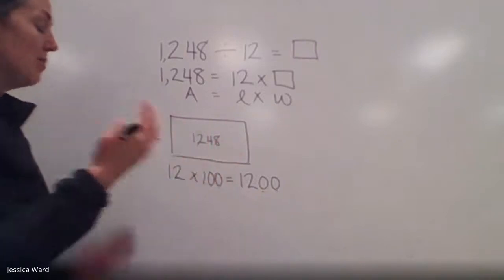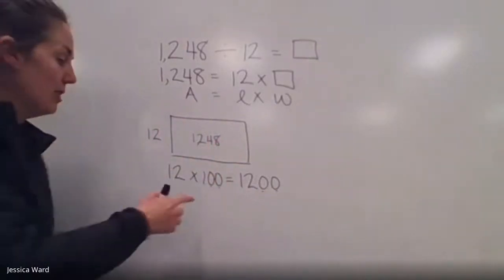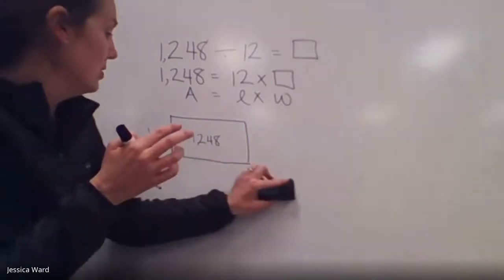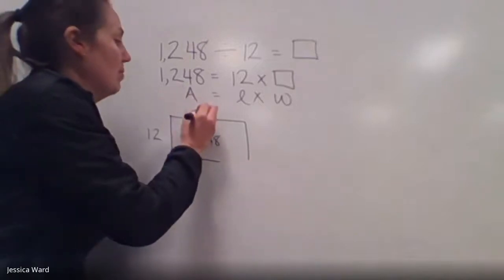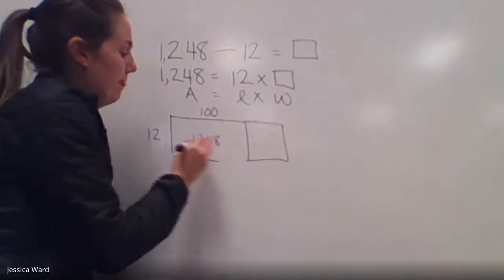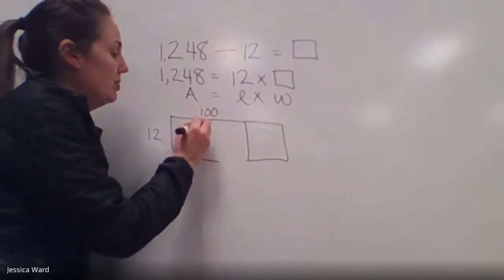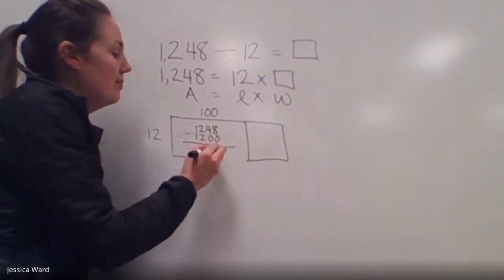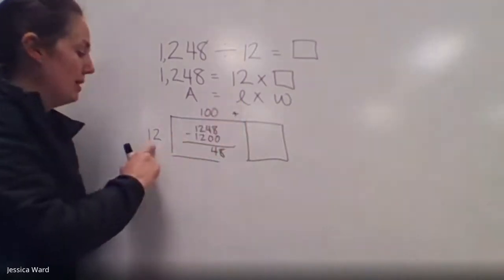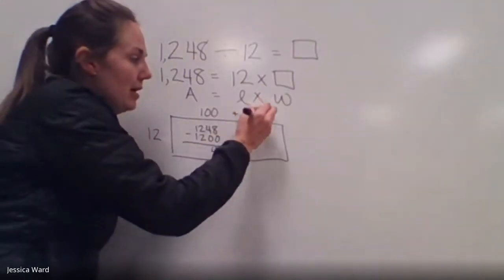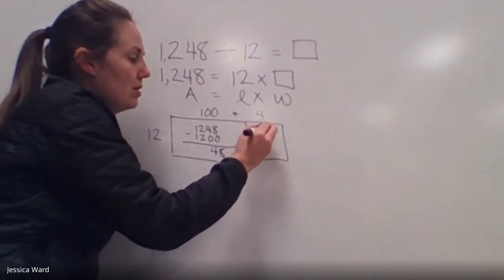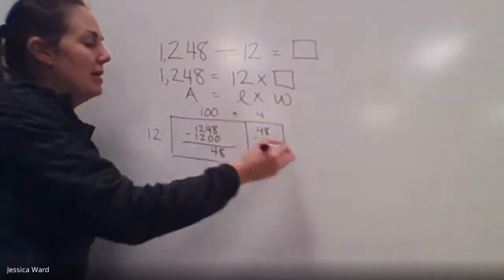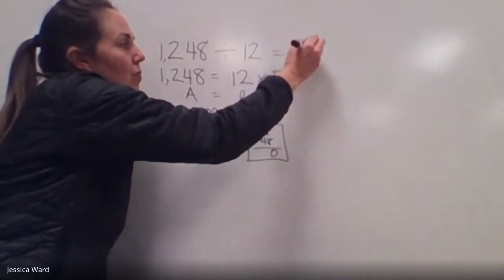So I know that at least part of my quotient is going to include 100, because that gets me pretty close, and then I only have 48 left to deal with. So I'm going to say the first part up here is going to be 100. 1,248, take away 1,200 is going to leave me with 48. So now I need to think about what times 12 is going to get me 48. I know that that's going to be 4. 48, take away 48, leaves me with 0. So my answer would be 104.